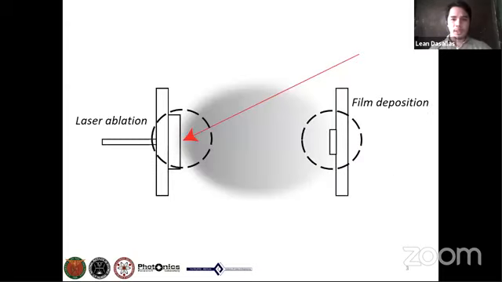Now, the work that we have been doing in our group is represented by these two simple parts. First, we have the laser ablation, and the second part focuses on the film deposition. Although these two processes look very simple, they are in fact rich in many, I would say, exciting physics when it comes to light-matter interaction.